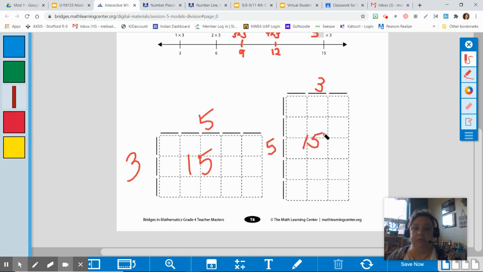It is. So are they the same? 3 times 5 equals 15. 5 times 3 equals 15. Is that the same? It is, isn't it?